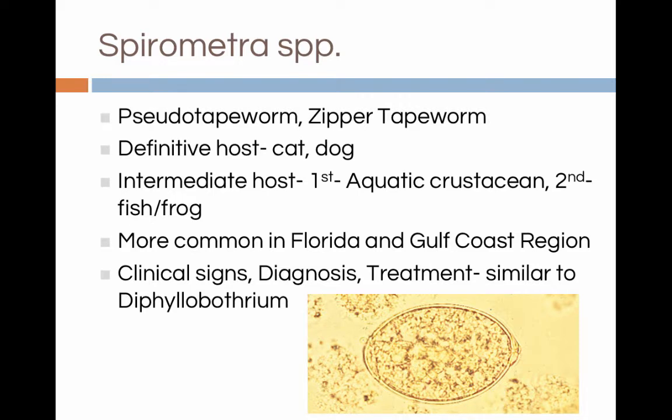The definitive host is a cat or a dog. It also has a two-stage intermediate host. First there has to be an aquatic crustacean that a fish or frog eats part of, and then they get infected, and then your dog or cat eats the fish or frog. Since this requires two intermediate hosts, the parasite must undergo two transformations before it is infective to the pet. So if your dog eats the aquatic crustacean before the fish or frog gets involved, it should not get infected, because that second one is required.